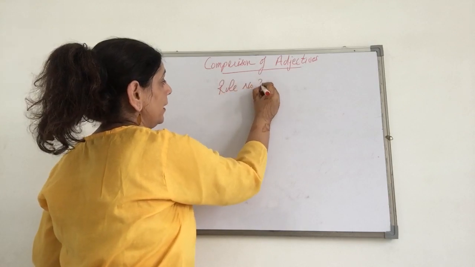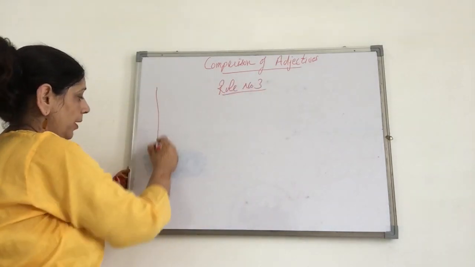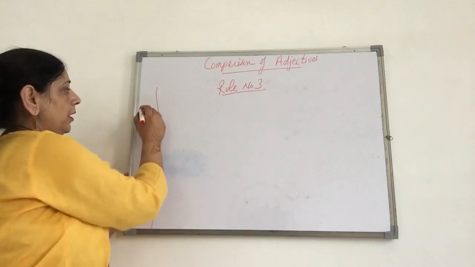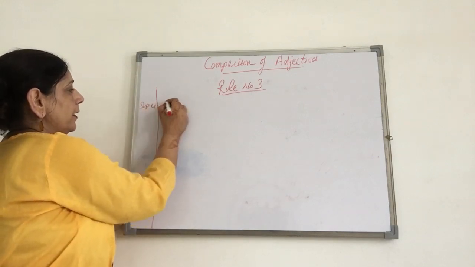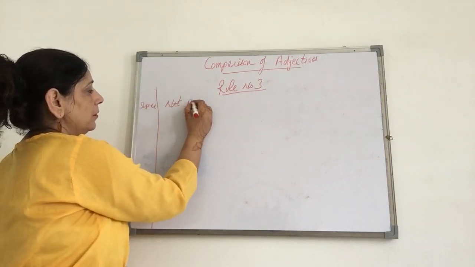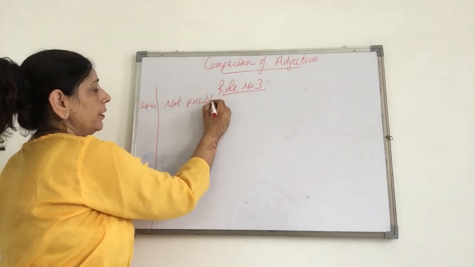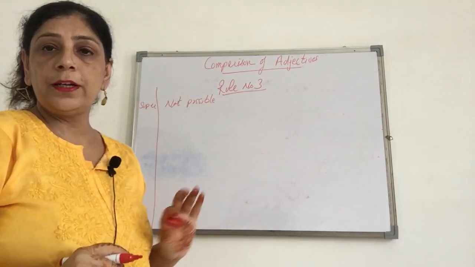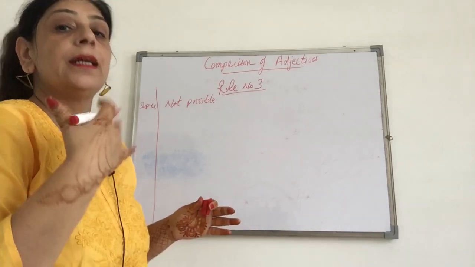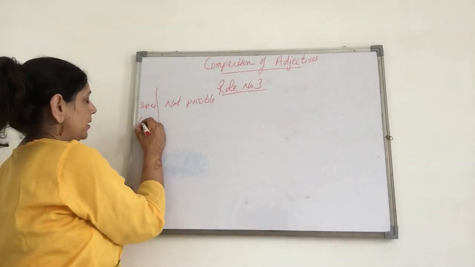I will go with the same sentence, then it is easier for you to comprehend. Now rule number 3, superlative sentence not possible. You will never get to make a superlative for rule number 3. Why it is not possible, I'll just tell you. Come to comparative sentence.